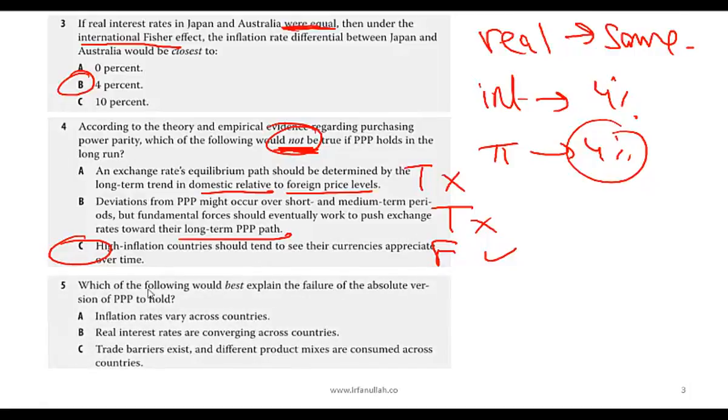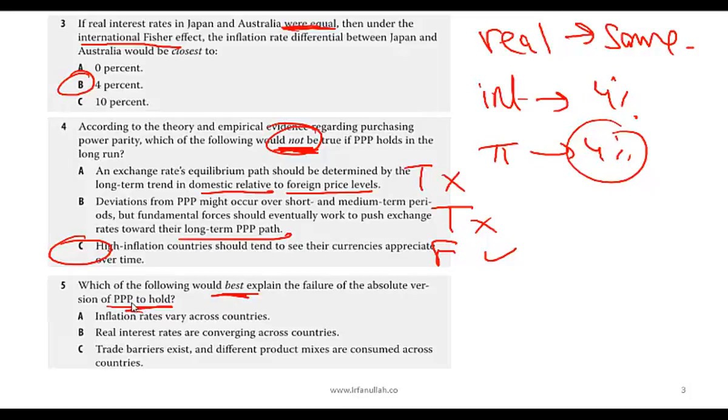Next, which of the following would best explain the failure of the absolute version of PPP to hold? Absolute version of PPP says that the same good should sell for the same amount after making the currency translation. So we know that in the real world that doesn't hold. Why does it not hold?